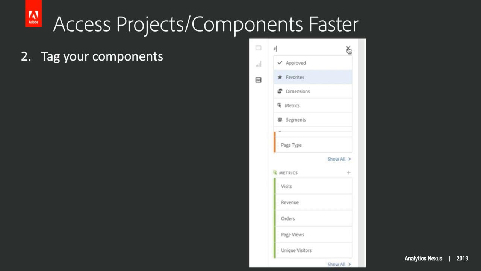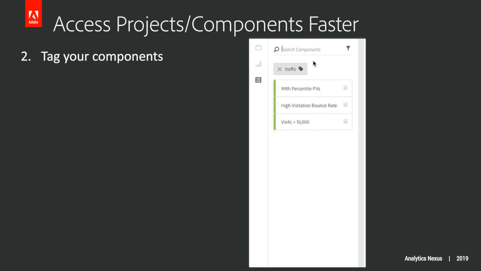Another really powerful way that you can more quickly access your components within Analysis Workspace is by taking advantage of tagging. Now, tagging is accessible in this same drop-down that you saw the approvals, yet all of your tags are listed there, and they combine and spread across both metrics and segments.